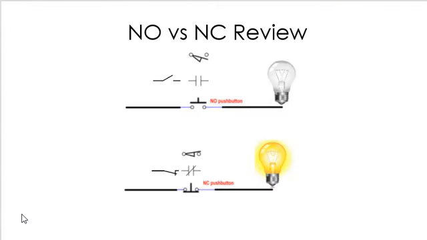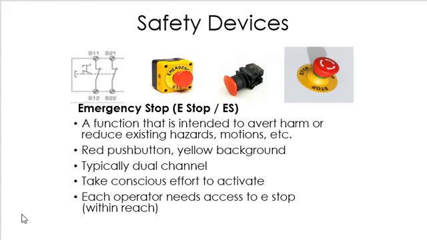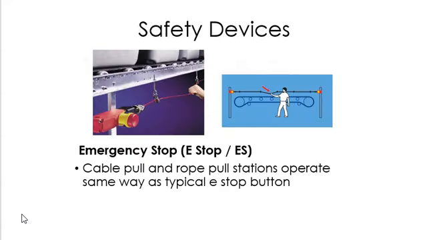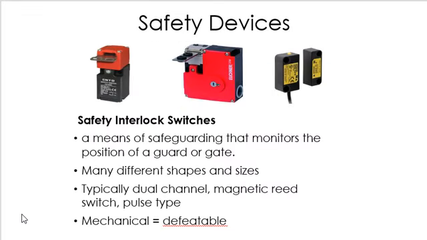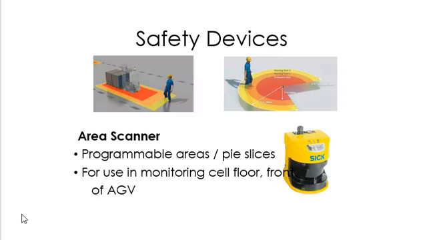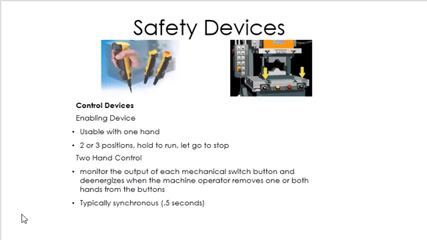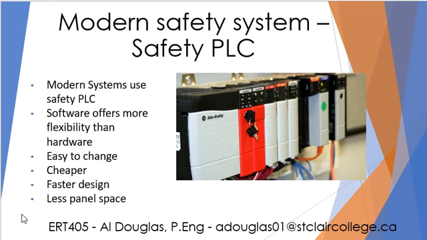So one thing we're always going to use is normally closed devices for safety devices. We're also always going to use dual channel devices. So we'll always get two signals from a safety device, and those two signals should always agree with each other so that we know that things are working properly, that nothing has failed. Safety devices we might see: e-stops, pull cords, gate switches, light curtains, and lots of other things too. Area scanners, safety mats, or enabling devices, all different things we might see on a safety system.